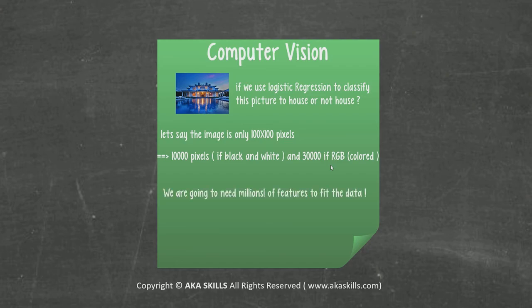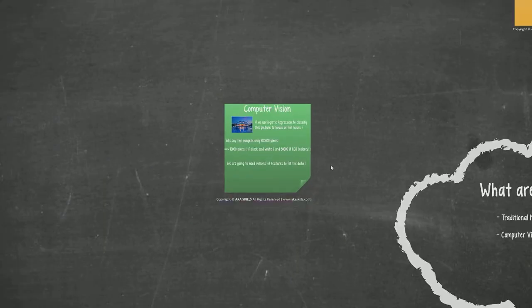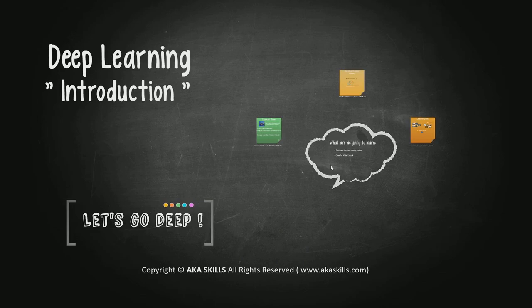So we definitely need another model to learn from all these millions of features. It's impossible to use traditional machine learning to solve these kinds of problems, and we have the solution for that: deep learning, also known as neural networks. And that's what we're going to do and see during the course. So stay tuned and see you in the next video.